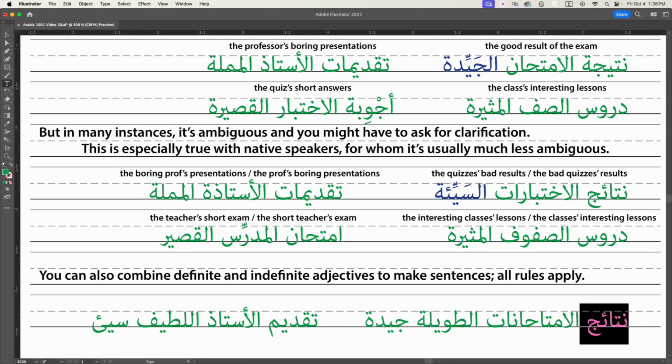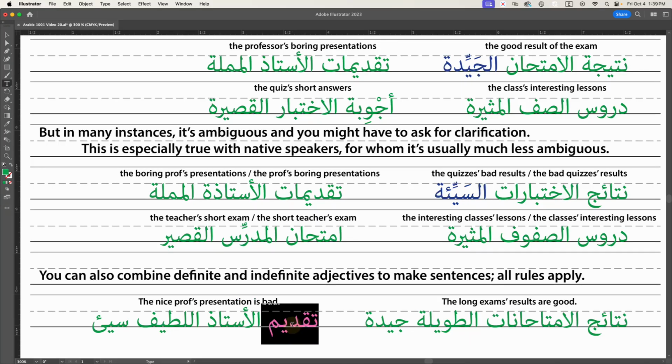This one because of the idafa. This because of alif lam. This also because of alif lam. This one also because of alif lam. And then we get to indefinite. So we know that this is a sentence that begins with a phrase. The results of the tests, the long, are good. And we could pretty clearly infer here that it's the tests that are long and not the result. So results, plural. So we get the results of the long exams are good.